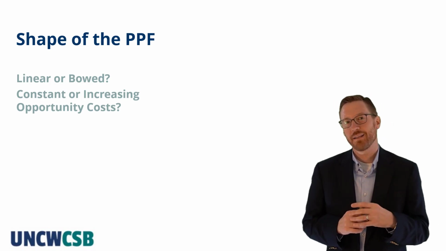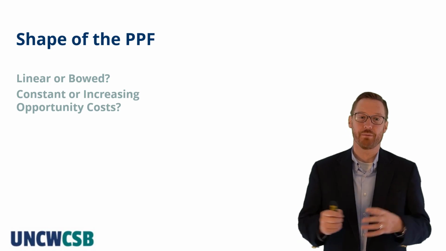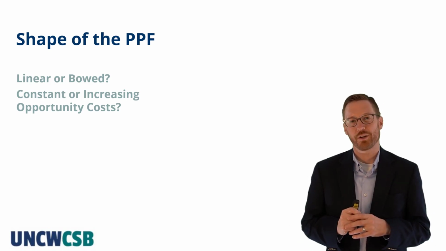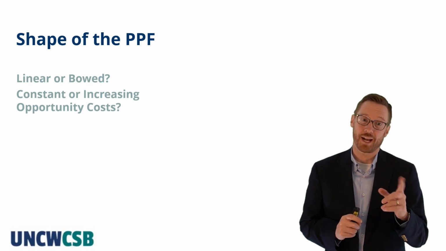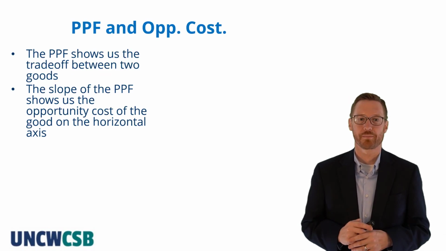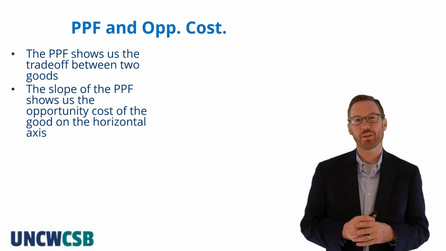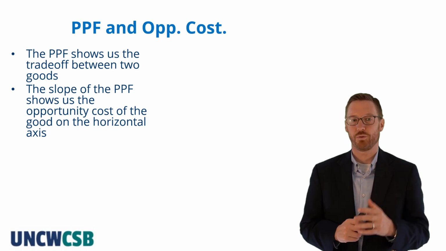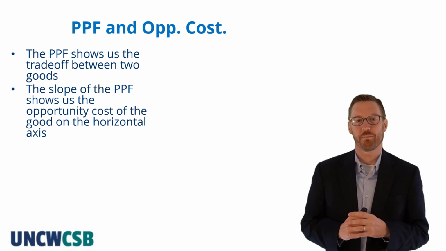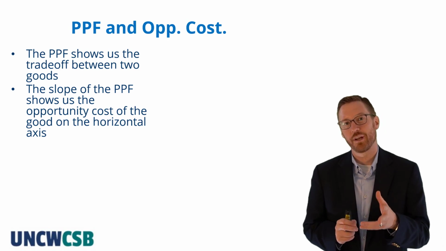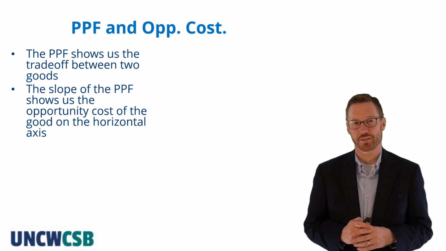Let's spend a few minutes and think about the shape of the production possibility frontier. Is it a line, linear, or is it bowed? What causes these different shapes is whether or not the opportunity costs are constant or increasing. So let's take a look. The production possibility frontier shows us the trade-off between two goods. The slope of the PPF shows us the opportunity cost of the good on the horizontal axis.